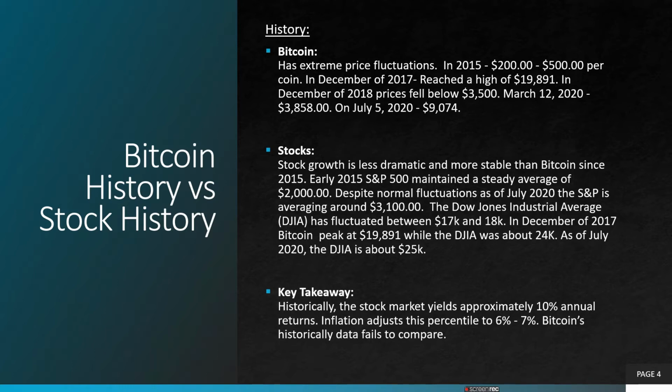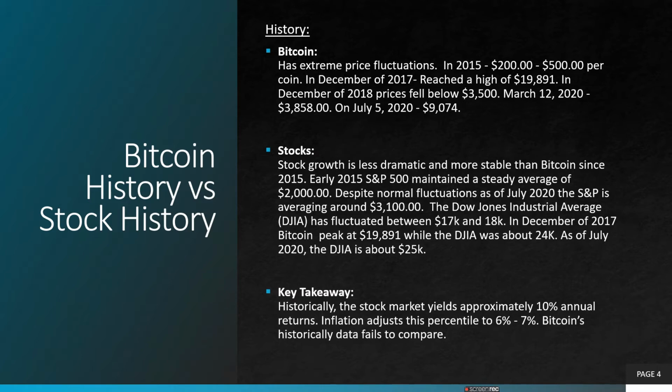Stocks. Stock growth is less dramatic and more stable than Bitcoin since early 2015. And we're doing a comparison between investing in the stock market and Bitcoin from the year 2015. In early 2015, the S&P 500 maintained a steady average of $2,000. Despite normal fluctuations, as of July 2020, the S&P is averaging around $3,100. The Dow Jones Industrial Average has fluctuated between $17,000 and $18,000.